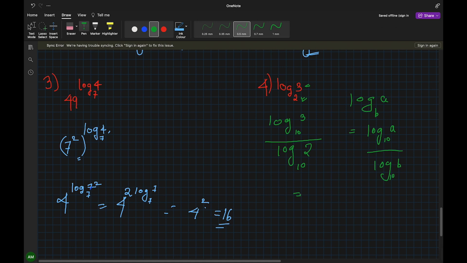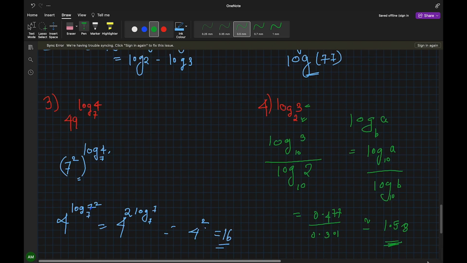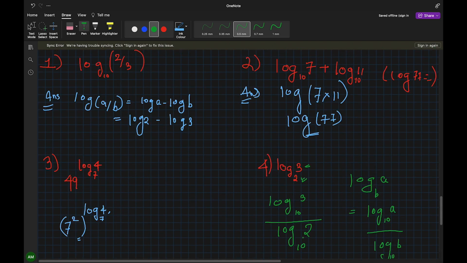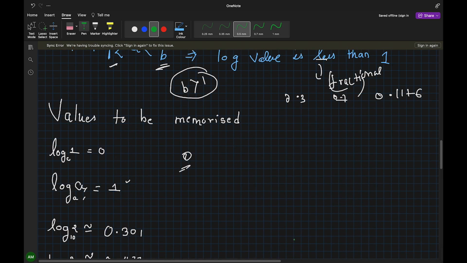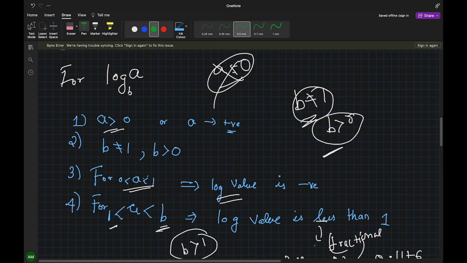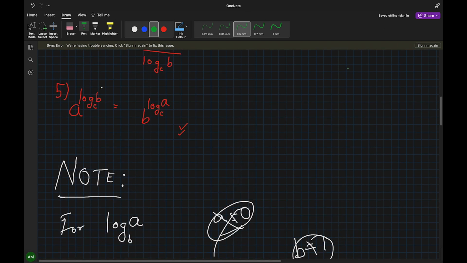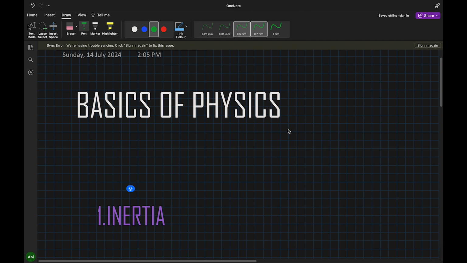Now tell me, log 3 base 10, log 2 base 10, approximately 1 point, correct, approximately. I have solved these problems. I will again be solving tougher problems in the practice session. Done. Let us go to the next section now, and this is going to be the last part, basics of physics.